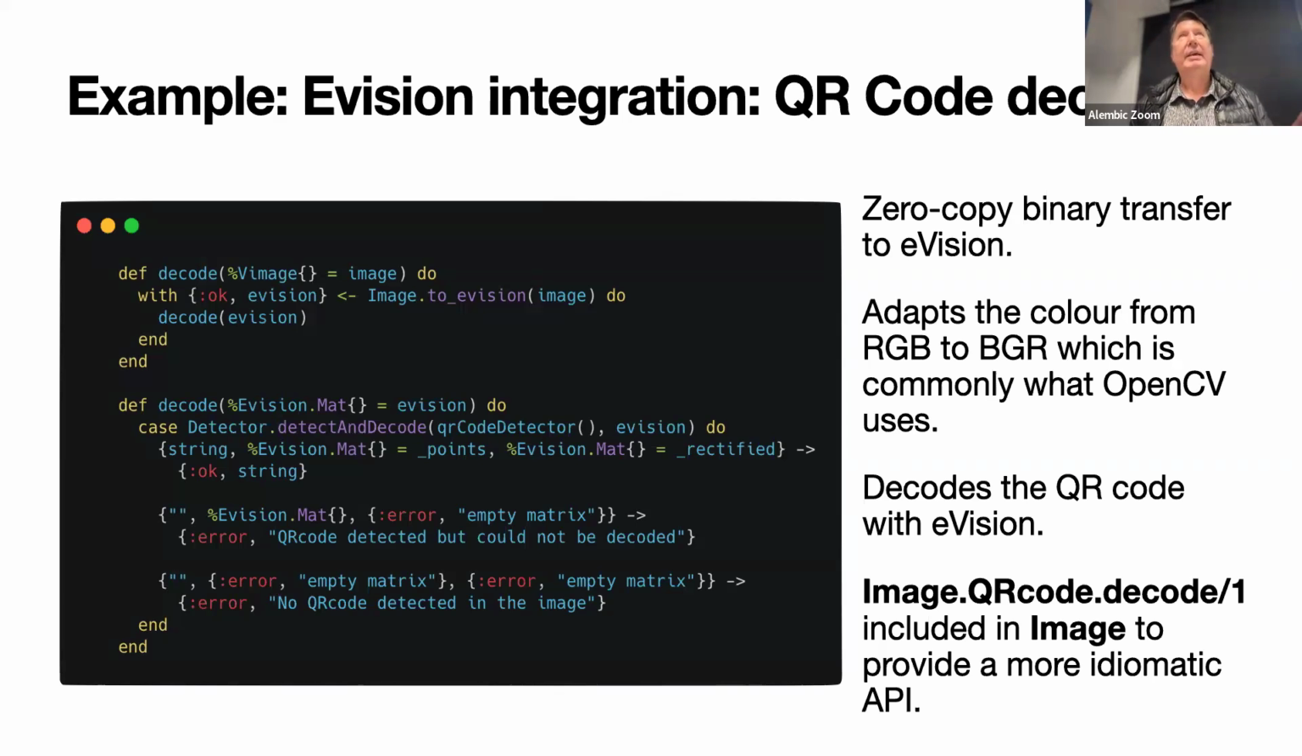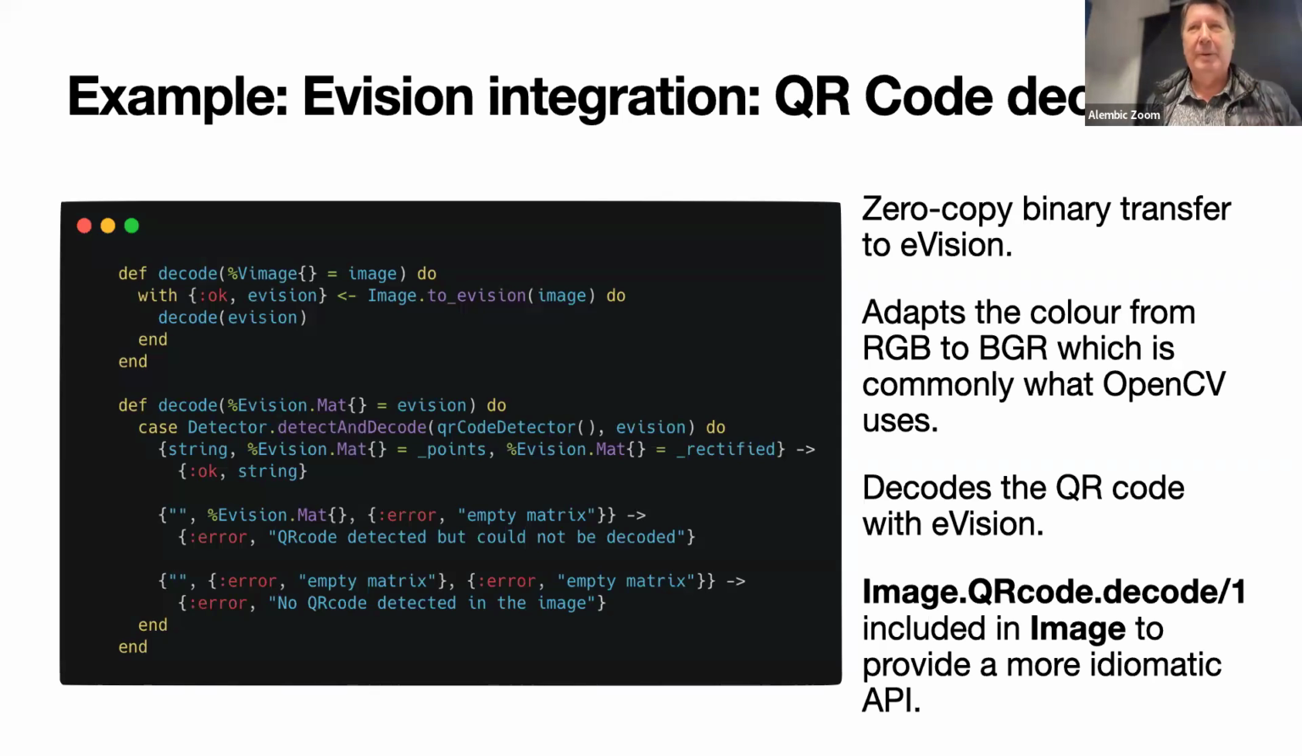This is all it takes to implement a reasonably idiomatic QR decoding. So take an image. So Vimage is the struct. It's an alias of the struct for an image. Send it to eVision and execute the second part of the code. Call the detector, which is the eVision detector module, EVision.QRCodeDetector.detectAndDecode. You can see the Python heritage here coming through in the function names, which is one of the reasons I chose to write a wrapper for this. Detect what the result is, and then send the URL or whatever else it decodes to back. So really quite straightforward and simple.